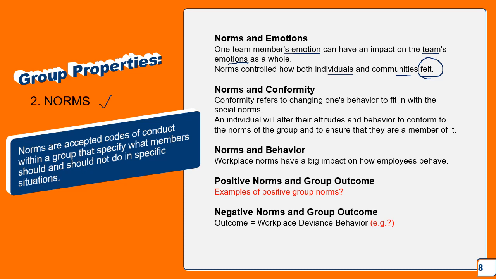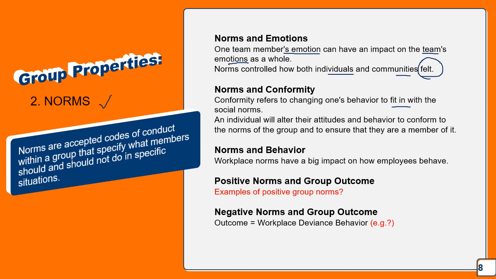Okay, the next is norms and conformity. Conformity here means fit in. Okay, fit in means matching, conform, match. That is conformity. So conformity refers to changing one's behavior to fit in with the social norm. So norms here have an impact on conformity. Group members will try to change their behavior in order to fit in the group, because they want to follow the norms and standards set by the group members.